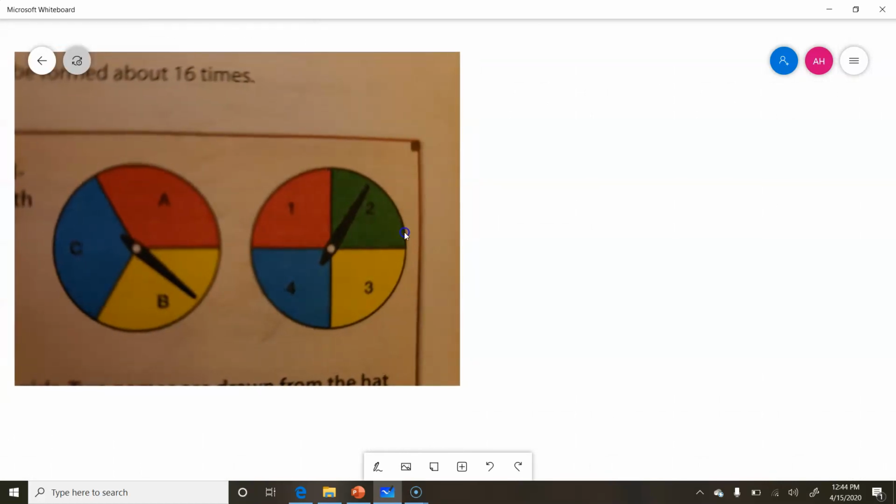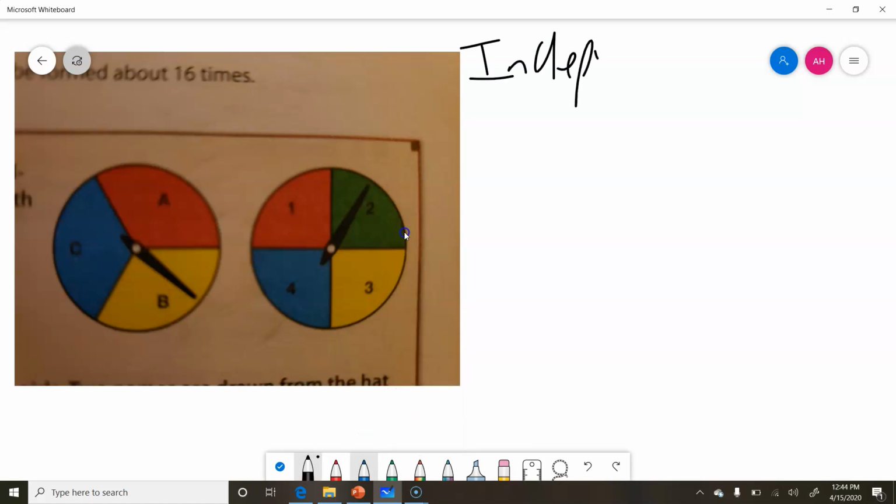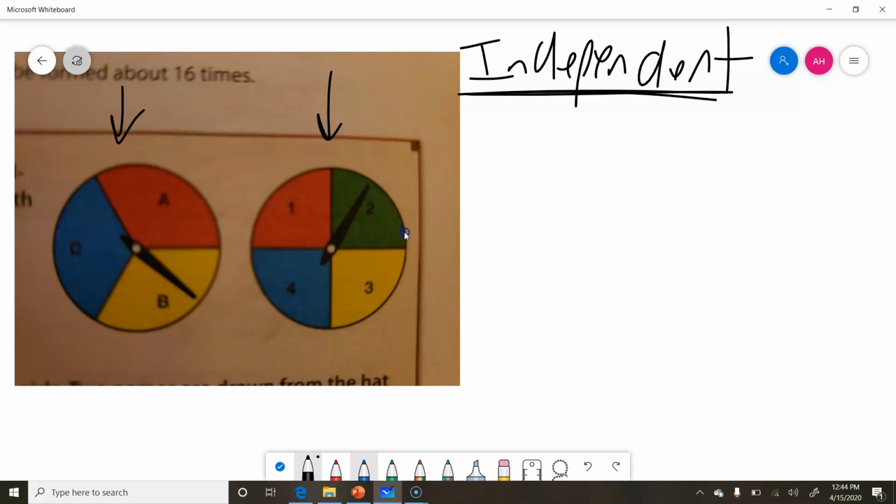Okay, so now imagine this. We have these 2 spinners. Now let's think about this. These are independent. You may say, why are they independent? They're independent because spinning this one does not affect what that one is going to do. Okay, so they are independent events. So in this case, we won't have to subtract from the total. We'll just multiply.